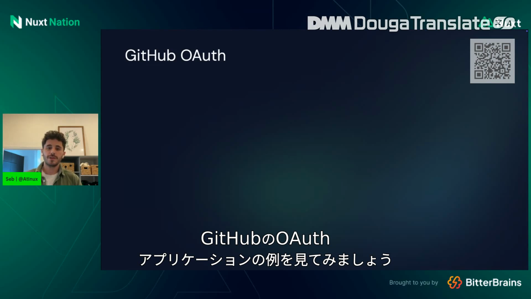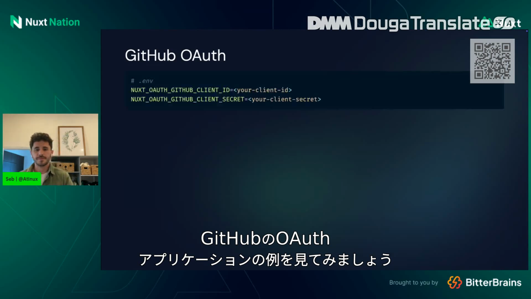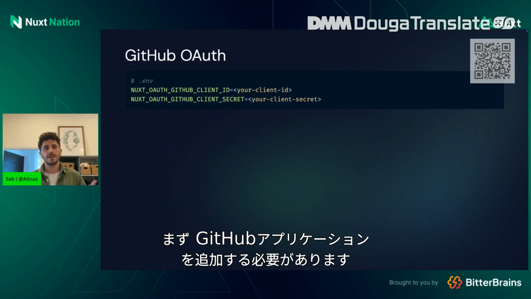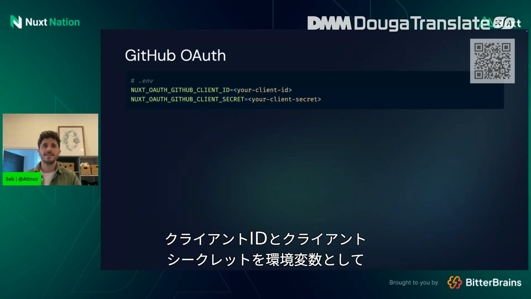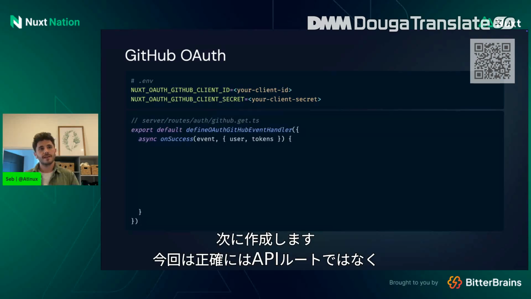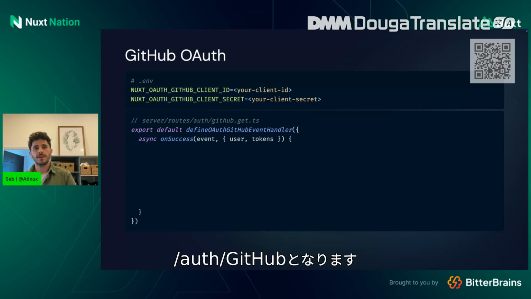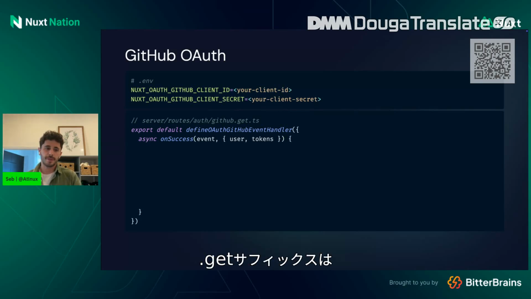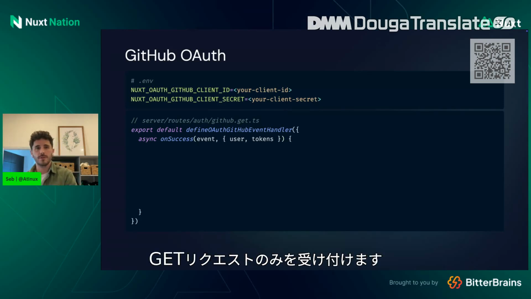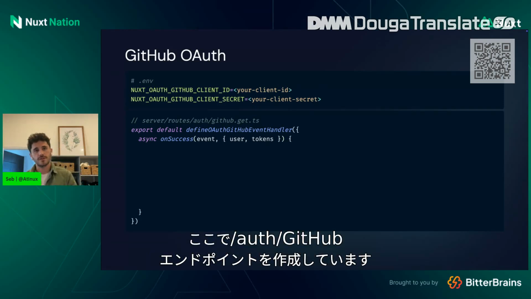Let's see an example of a GitHub OAuth application. First, we need to add our GitHub application client ID and client secret as environment variables. Next, we create, this time it's not exactly an API route, it's a Nitro server route. So server/routes/auth/github.get. The .get suffix will only accept a GET request. So here we're creating the /auth/github endpoint.